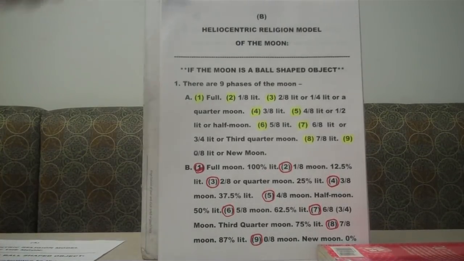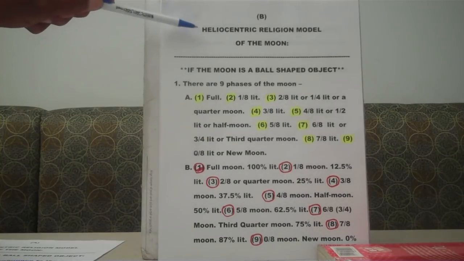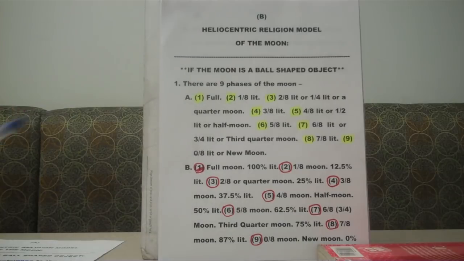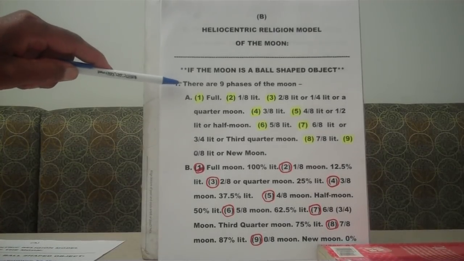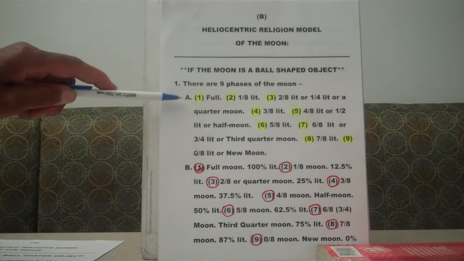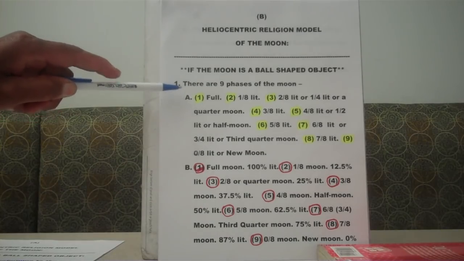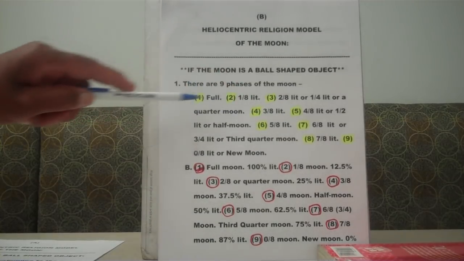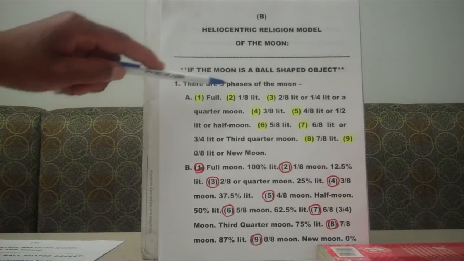We'll go to B, the heliocentric religion model of the moon. Now, if the moon is a ball-shaped object, a sunlight reflector, and the sun is a floodlight, then number 1, there are 9 phases of the moon. If you look in books, you'll see 8 phases, but I'll do all 9 here. A, we'll go with A. All the yellow things are the numbers of it. Yellow right here.